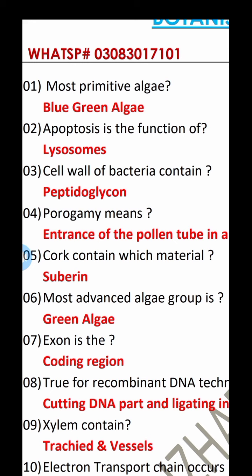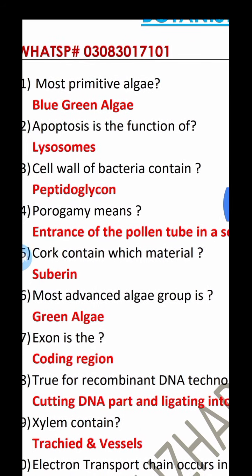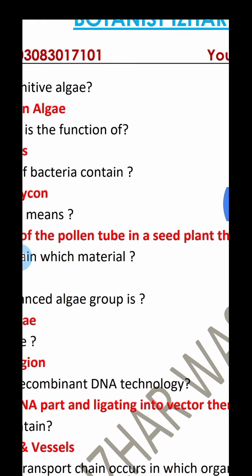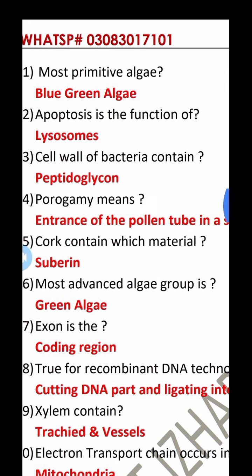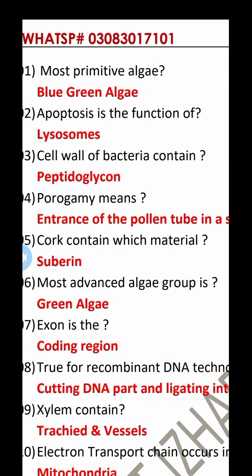Now the fourth MCQ. Progamy means? What is the meaning of the word progamy? It is the entrance of the pollen tube in a seed plant through the micropyle. For example, progamy is a fertilization process in which the male gamete, pollen grain, fuses with the female gamete, egg, to form a diploid zygote. This process begins from the stigma and finishes within the embryo sac.